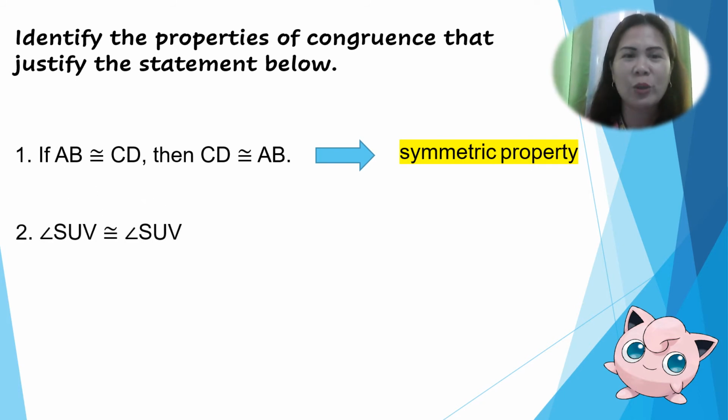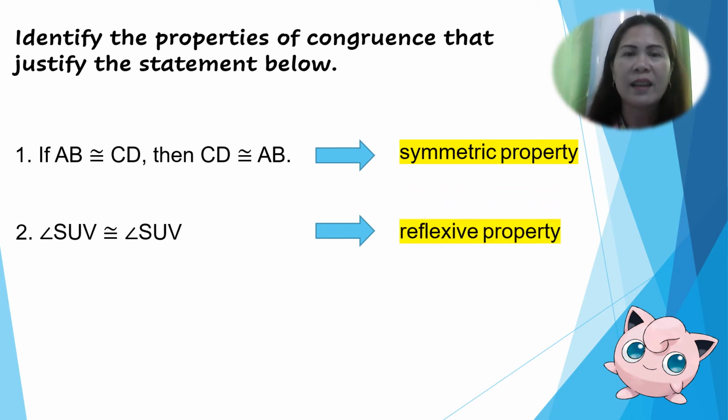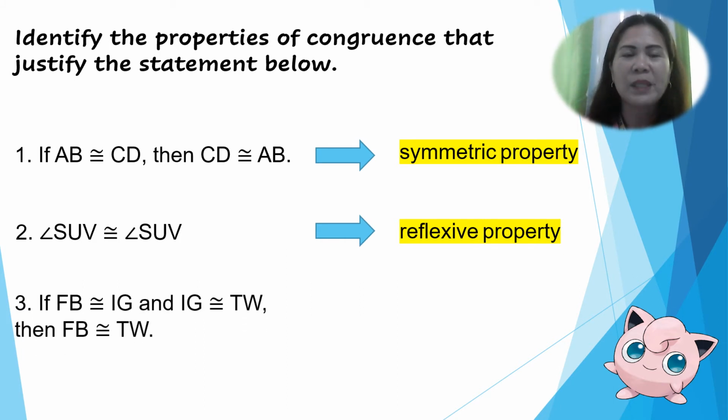How about for number 2? Angle SUB is congruent to angle SUB. Correct. That is reflexive property. How about for number 3? If segment FB is congruent to segment IG and segment IG is congruent to segment TW, then segment FB is congruent to segment TW. We have transitive property. Did you get it, class? To know better, let us proceed to the next activity.